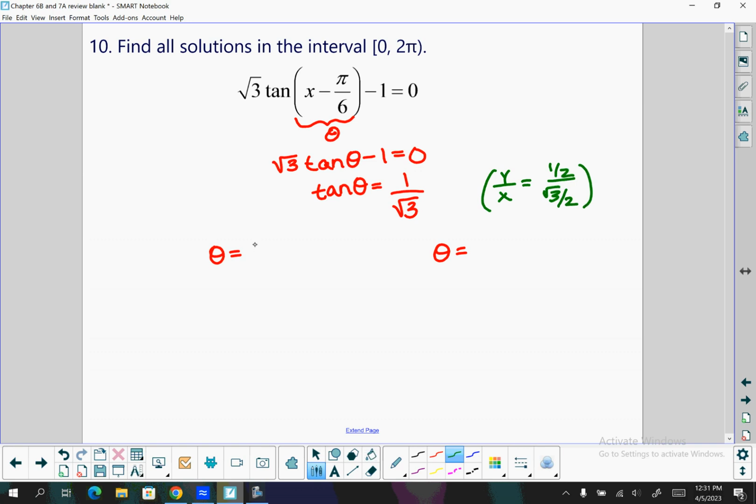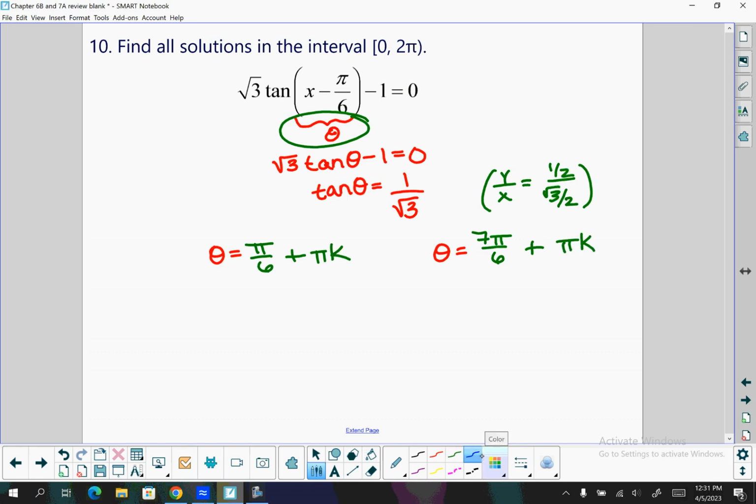Pi over 6 is an answer. And where's the other one? 7 pi over 6. Okay, and like I said, if we are replacing the angle with something, we want to include plus the period times k in our work, even if we don't need it at the very end. So what's the period of tangent? Pi k, plus pi k.